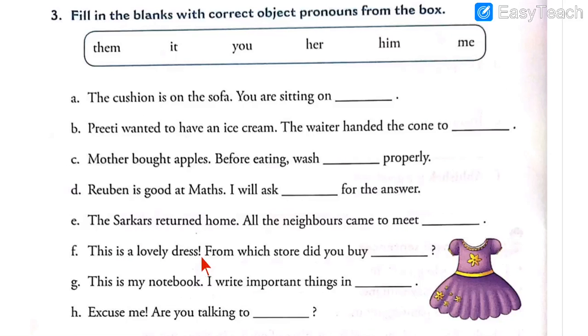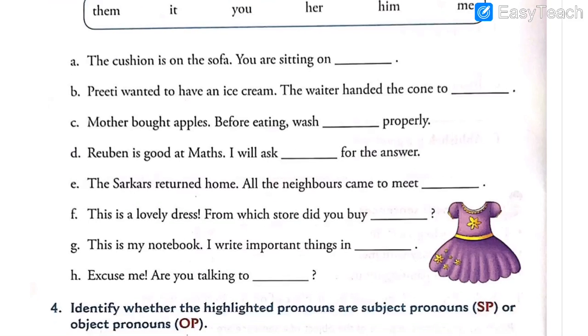This is a lovely dress. From which store did you buy it? This is my notebook. I write important things in it. Excuse me, are you talking to me? So this is the third exercise that we had completed in the previous video.